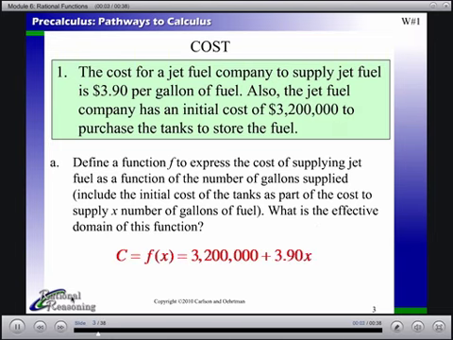Okay, so most of you got this for the total cost for part A. Make sure you got that right. So then part B is kind of the center, the main function for this problem.